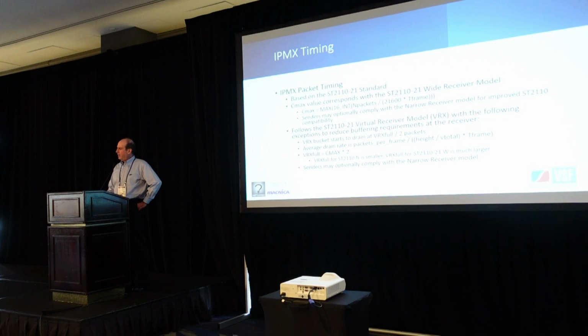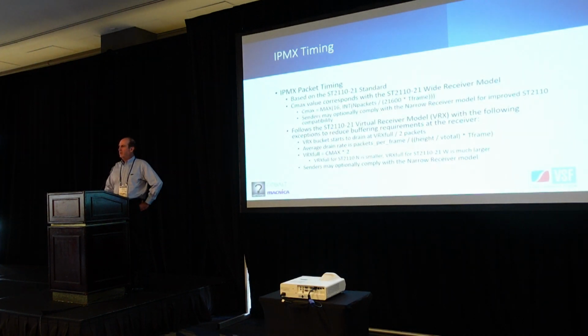So really the difference there is that we've got a VRX buffer full, which is twice the Cmax value. If you look at the top part, the Cmax value is typically going to be 16, which means that your VRX full is typically going to be 32, whereas if you look at the wide format for 2110, it's typically 720, which is a much larger receive buffer. So we're trying to get the best of both worlds. We're trying to make software senders easier with smaller bursts, and we're trying to limit the size of the buffer in the receiver and make it still work. Obviously, if you're doing IPMX equipment, you're going to be looking at 2110 as a standard, so you still have the option of making your sender narrow compatible, and that's certainly easy enough to do with hardware-based senders.